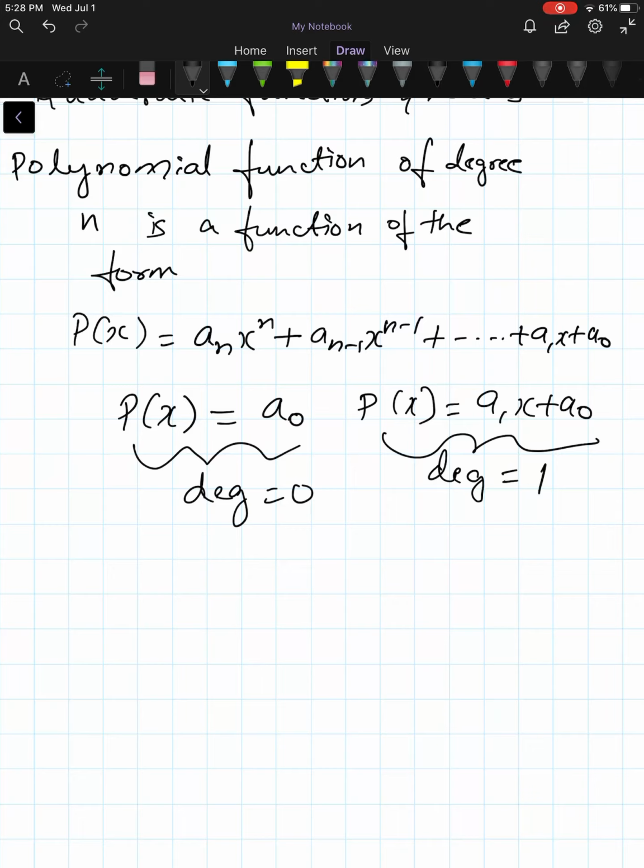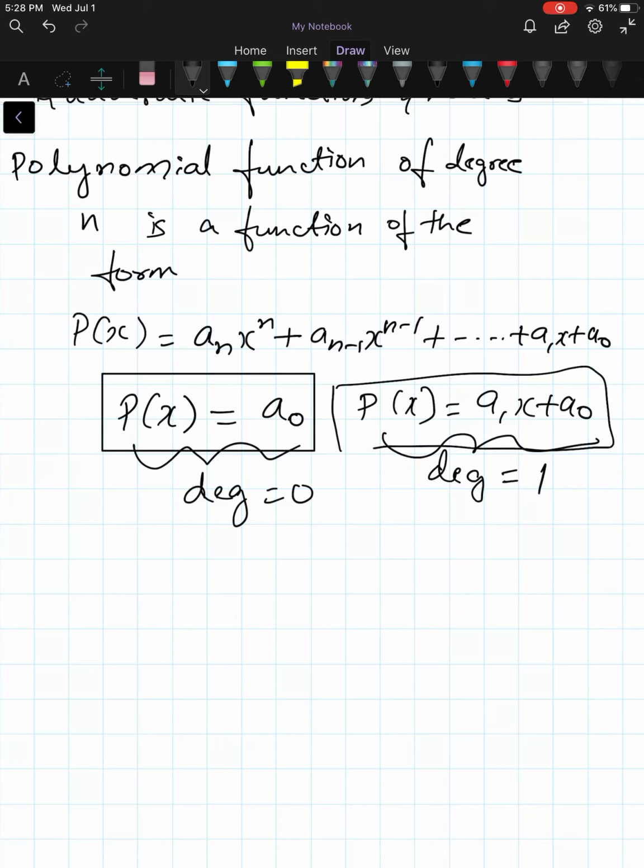And we also know that the graphs of these are nothing but lines. So this is nothing but a constant function and this is a linear function. A constant function has a line that is parallel to the x-axis, or the x-axis itself if a0 is 0, and a linear function is nothing but a straight line.